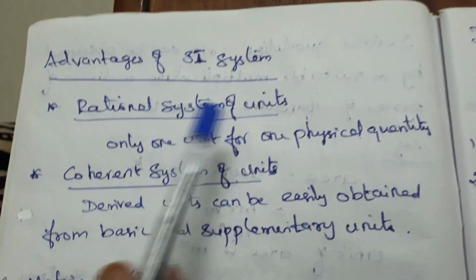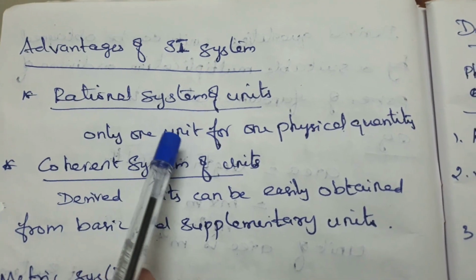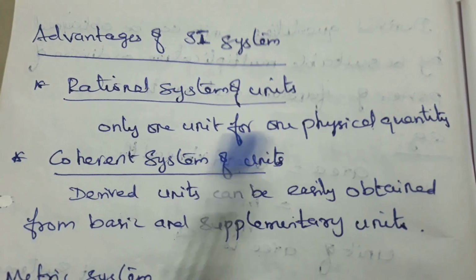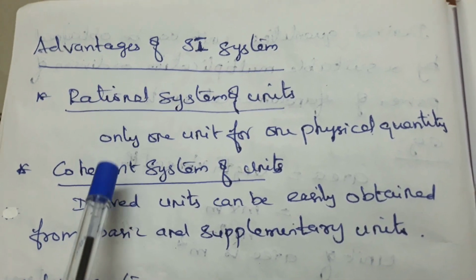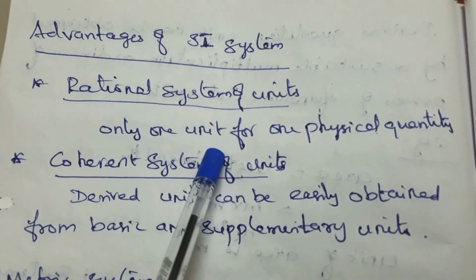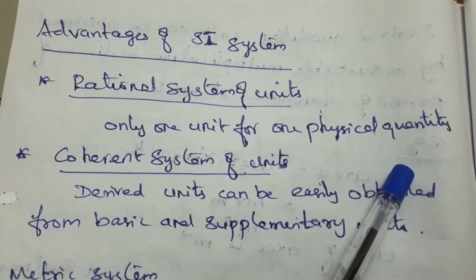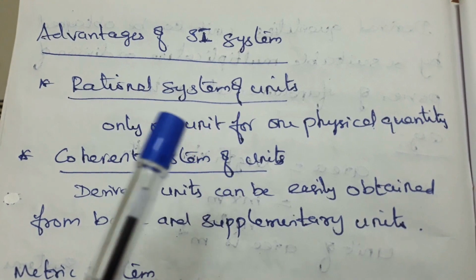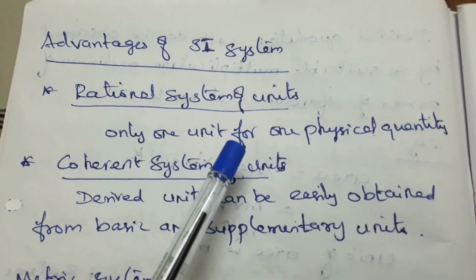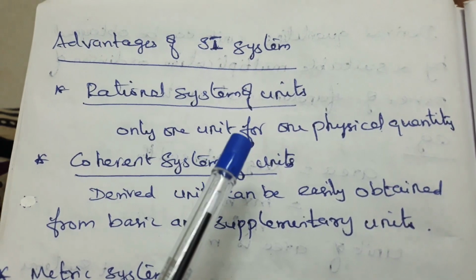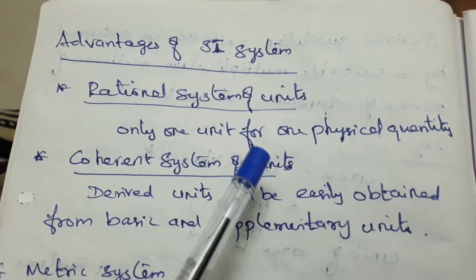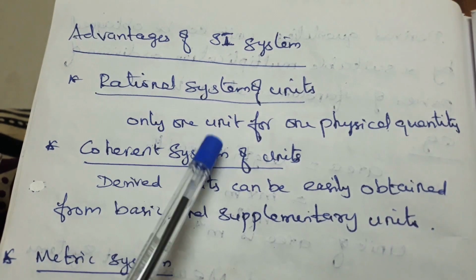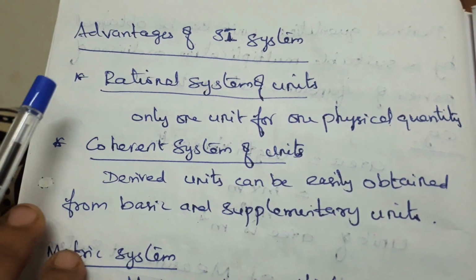What is a rational system of units? This system makes use of only one unit for one physical quantity. It's a constant unit. For length, only the meter is used. For time, only the second is used. For current, only the ampere is used. So only one unit for one physical quantity.